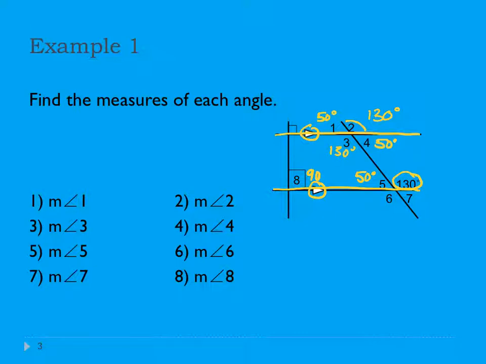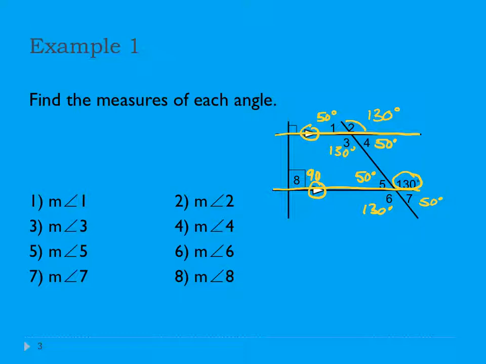Yes, ma'am. Angle 6 is 130. And what did you use to find that? Because angle 6 and that angle are vertical. Good, vertical angles. 2 more angles that I need labeled here. Yes, ma'am. 7 is 50 because of vertical angles again. You could have used a linear pair. You could have used vertical angles.